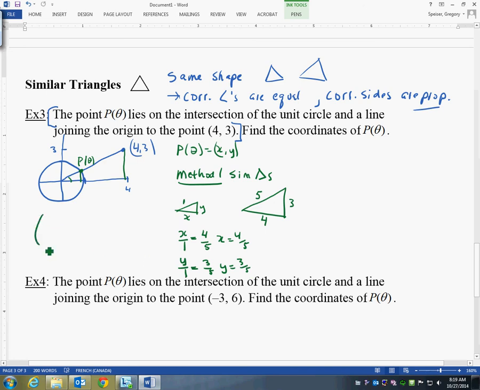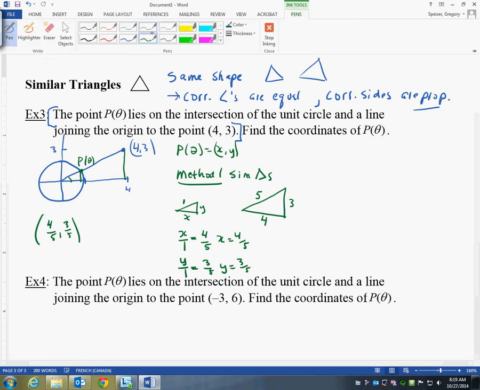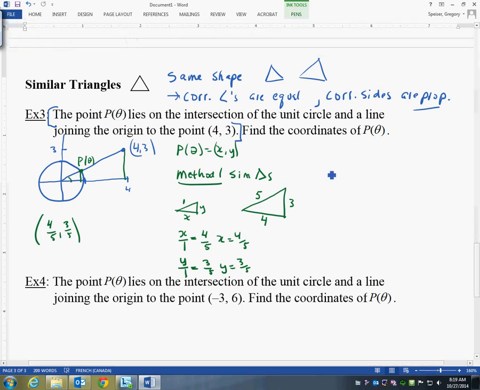So we have our answer. Since it's an ordered pair, we should say 4 over 5, comma 3 over 5. There's our answer. Nice. Now that was method number 1. Let me give you a method number 2, and let's go for blue on this one. So we'll say method number 2.